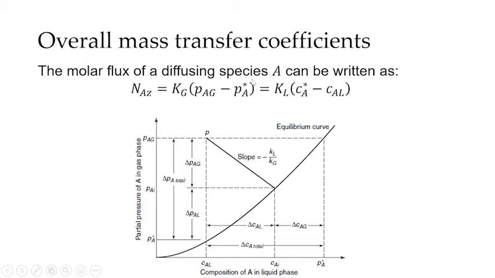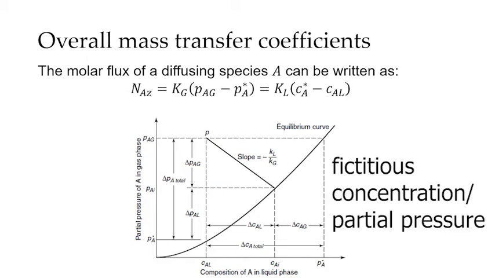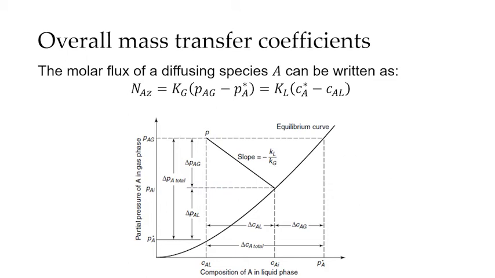Now, what is PA asterisk? PA asterisk is what we call a fictitious partial pressure of A. The fictitious partial pressure of A accounts for the total driving force of the system. That means that PA asterisk now includes the driving force in the liquid phase as well. Okay? Such that if we get the difference PAG minus PA asterisk, we are really talking of the driving force PAG minus CAL. That gives us control over the entire interface mass transfer problem from the gas phase to the liquid phase.